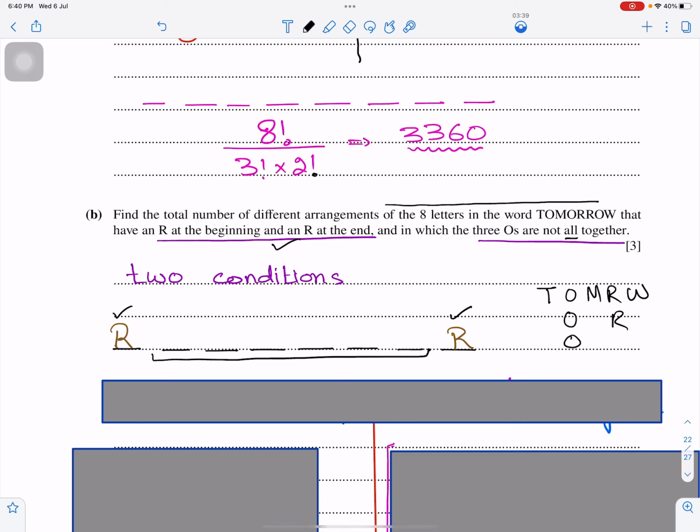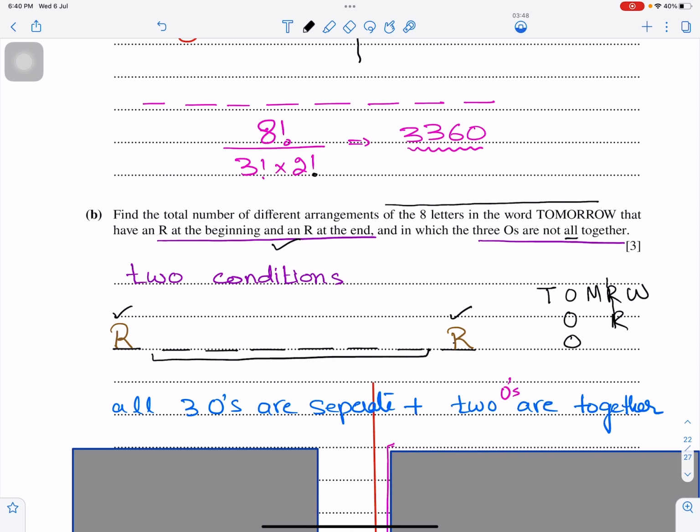So condition 1, when R is in the beginning and end, we have written here. So this R is gone, right? Now, the second condition is saying the 3 O's are not all together. It means all 3 of them are separate, plus the cases where 2 O's are together. You will find them separately and add them up. That will give you the total number of arrangements.